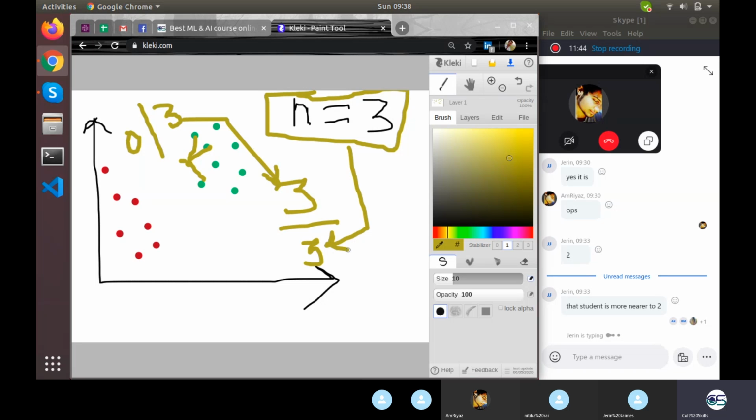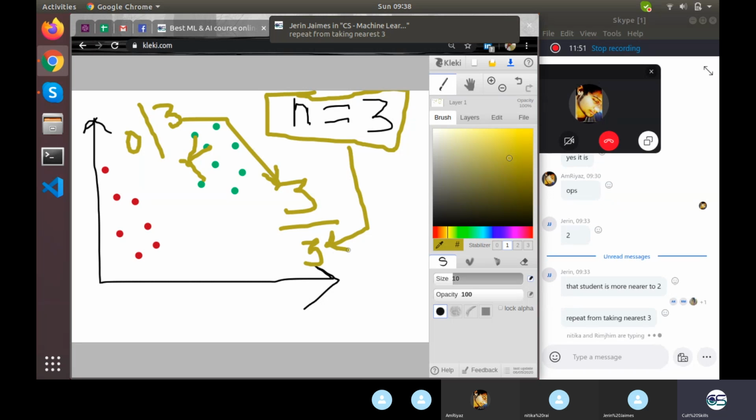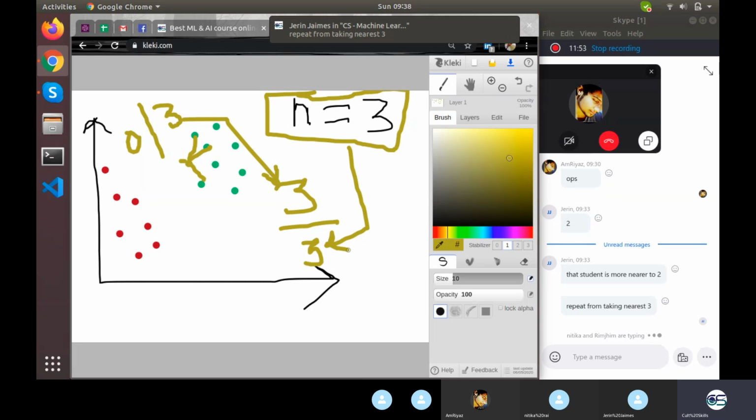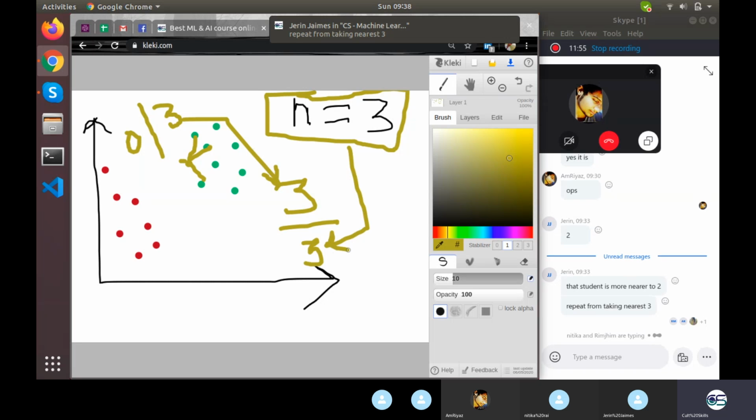Amar, Nitika, Remjim, Ashish, Jaren, is it clear? Okay, I'll repeat it from scratch once more.